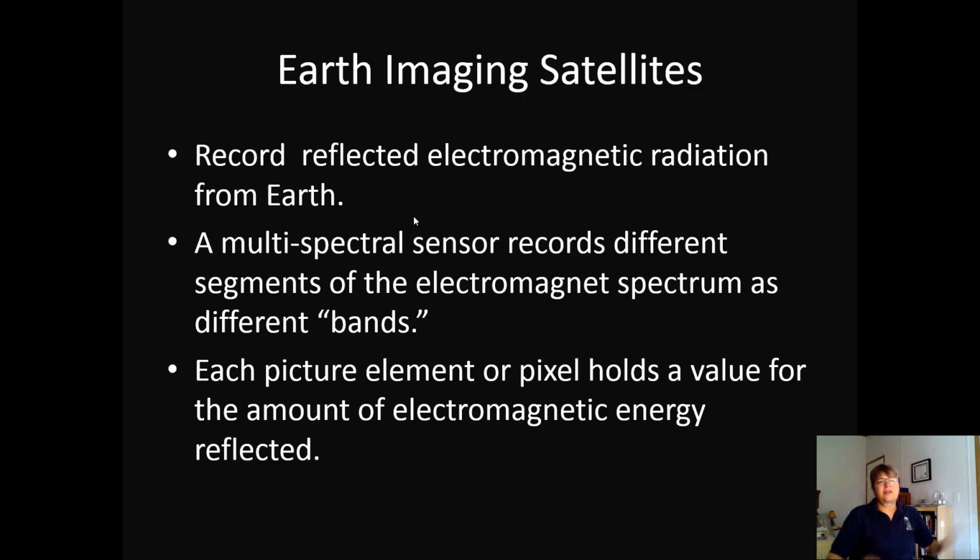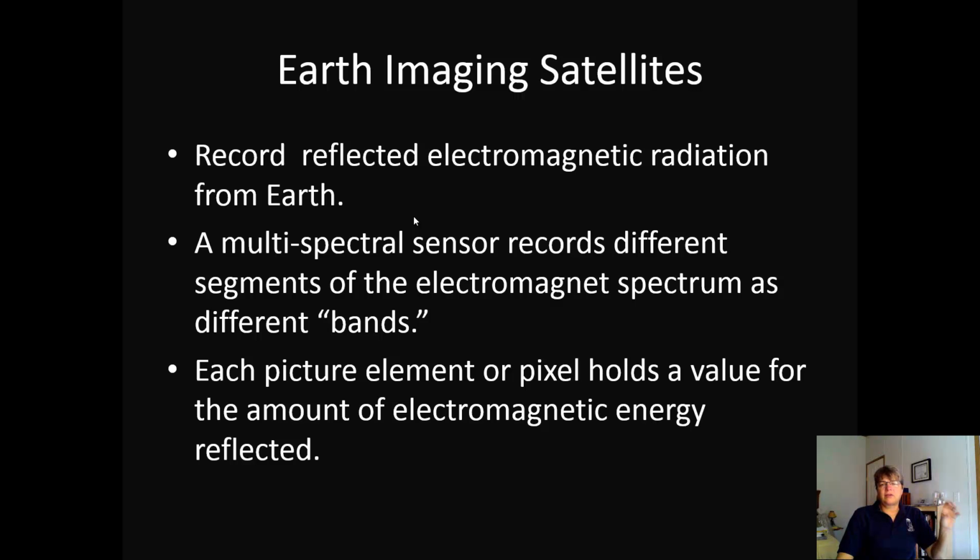And we go back to the Earth imaging satellites. So they're recording the reflected electromagnetic radiation from Earth. We have what we call multispectral sensors on the satellites, which break the light into blue, green, red, infrared, microwave, radar, which is radio. And it splits it up into the different segments. We call those bands. Normally, most satellites that we work with go from green to infrared and some radio waves and some microwave sometimes.